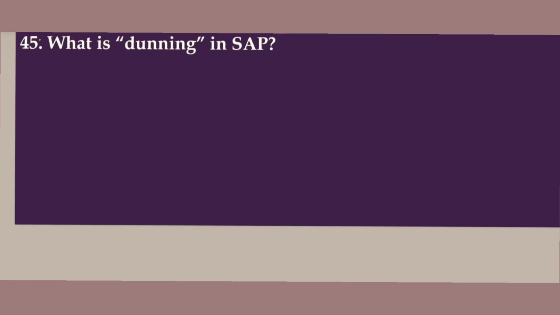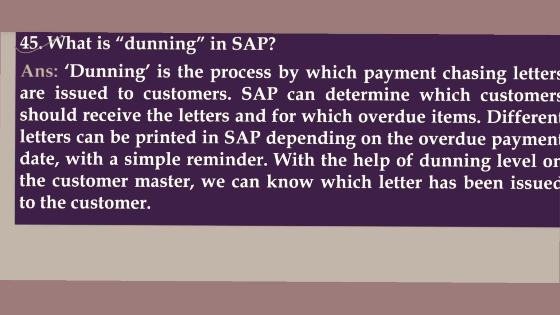What is dunning in SAP? Dunning is the process by which payment chasing letters are issued to customers. SAP can determine which customers should receive the letters and for which overdue items. Different letters can be printed in SAP depending on the overdue payment date. With a simple reminder, with the help of the dunning level on the customer master, we can know which letter has been issued to the customer. This is just one payment reminder to our customers, or a follow-up done through the system automatically.